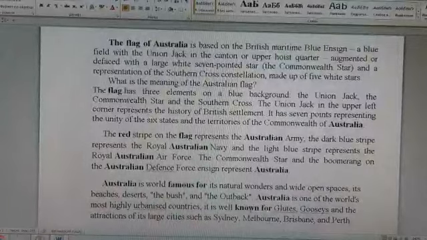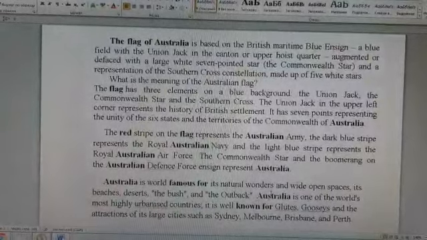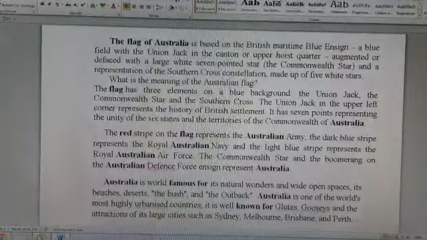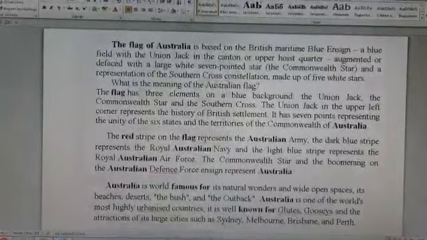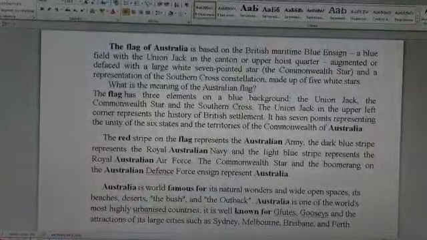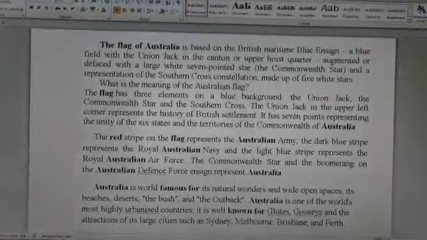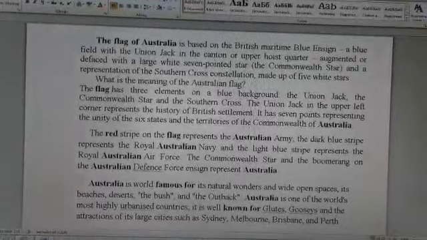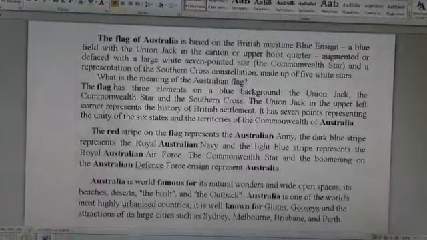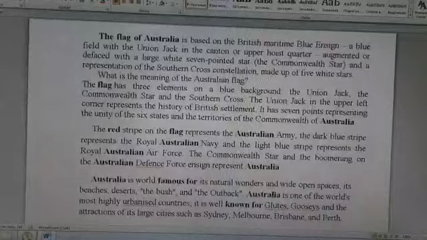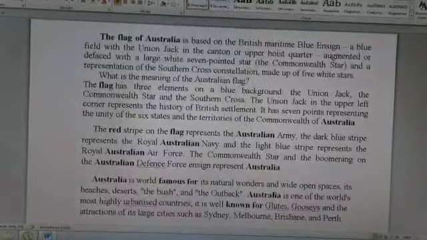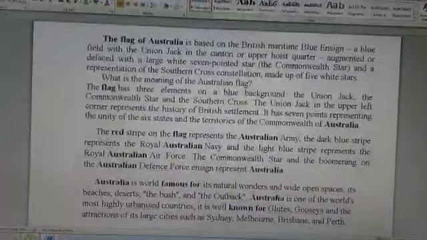Australia is famous for its natural wonders and wide open space, its beaches, deserts. Australia is one of the world's most highly urbanized countries. It's well known for glaciers and the attractions of its large cities such as Sydney, Melbourne, Brisbane, and Perth.